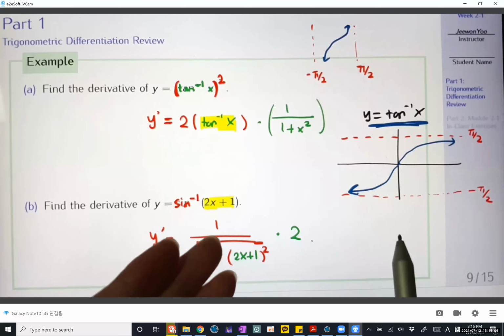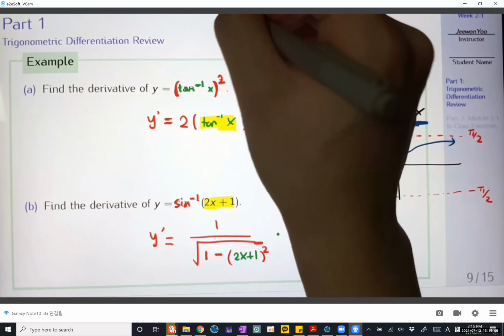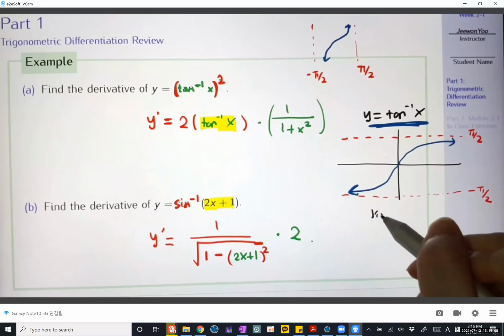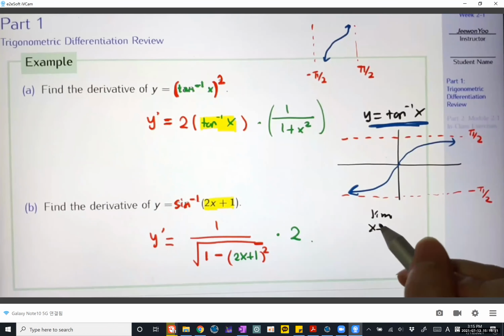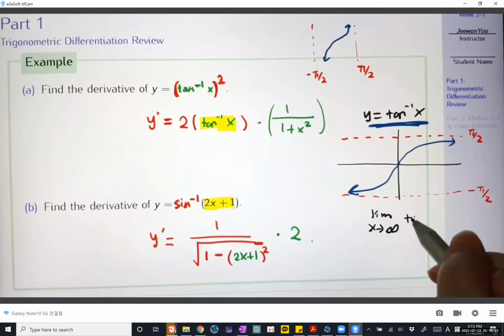And why am I teaching this, everyone? It's because later on, you might have to answer this: limit as x approaches infinity of inverse tangent x.